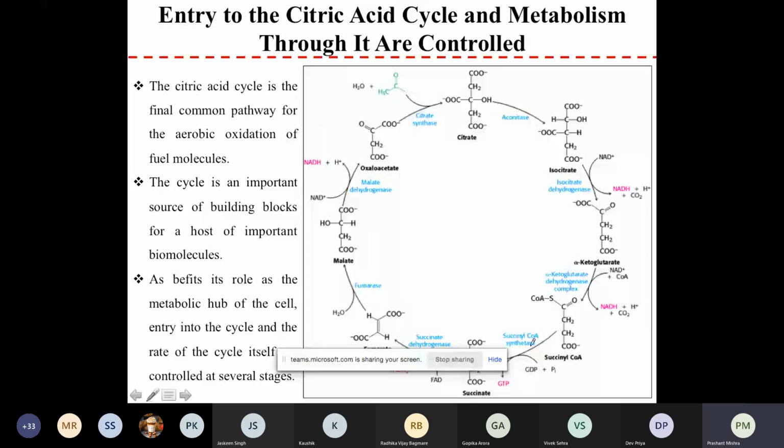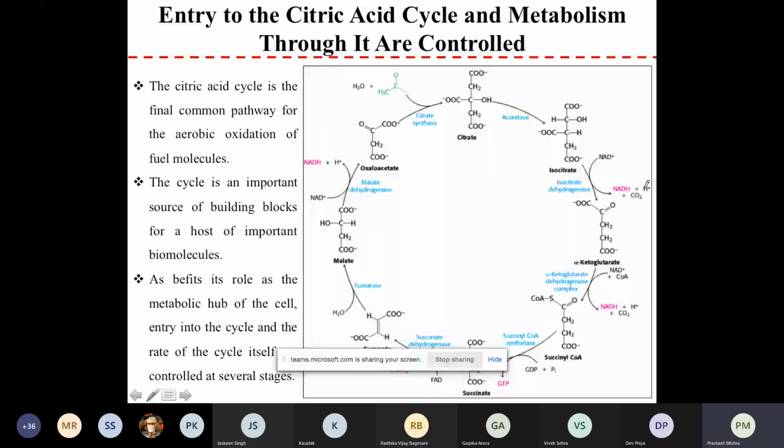Now this cycle will continue only if these NADH molecules are reverted back to NAD+. Otherwise, this cycle will not operate. And that's why it is important that the NADH should be oxidized. And that part we will discuss when we talk about oxidative phosphorylation. So now the question comes, how is this cycle controlled? So that is what you are going to learn.